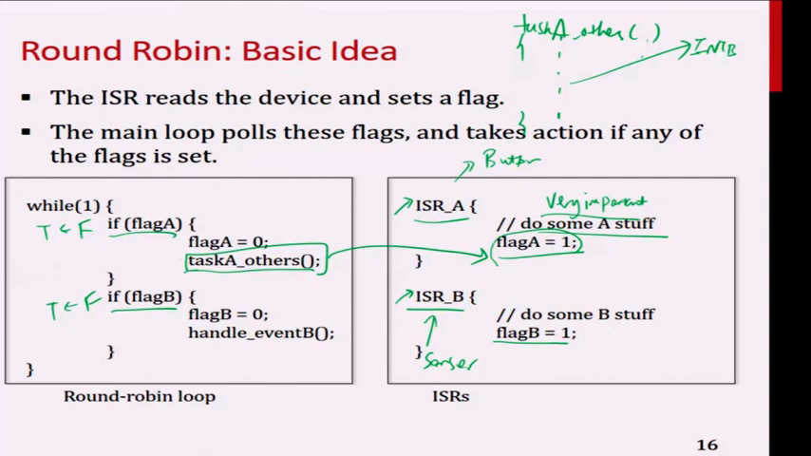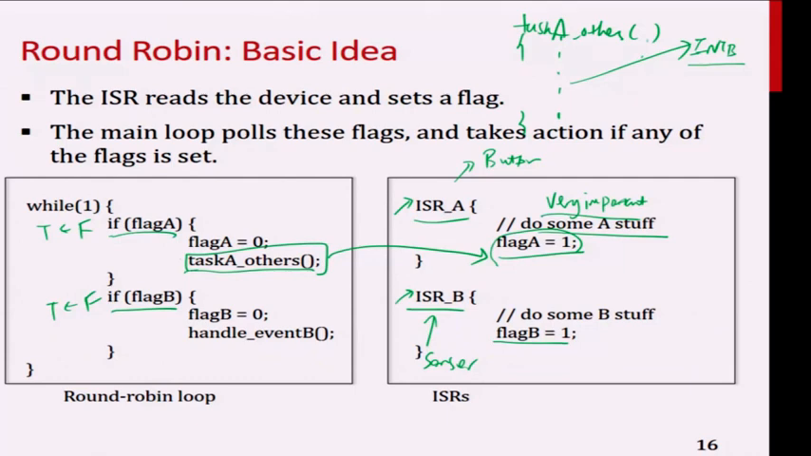So once I come back here and execute task A others, another interrupt may be triggered by the system. So this is the idea behind round robin with interrupts. The same concept as before, except that now I will let interrupts trigger and let my main while loop in the application handle the details. Of course, your while loop can still have other tasks. It doesn't have to be all flags only, correct?